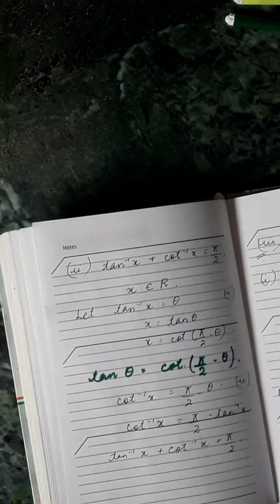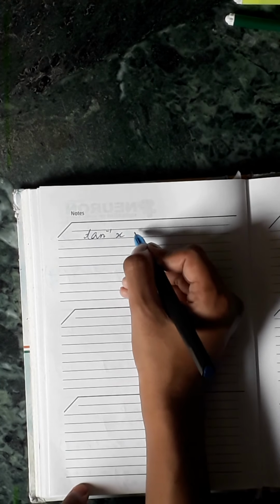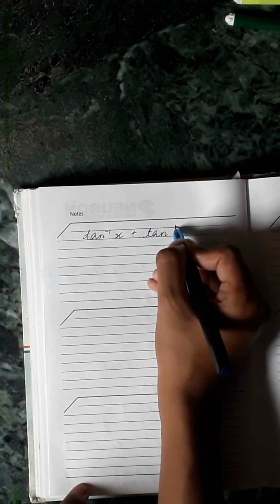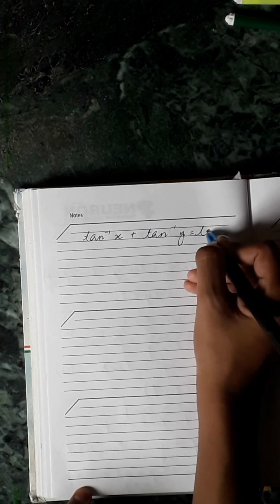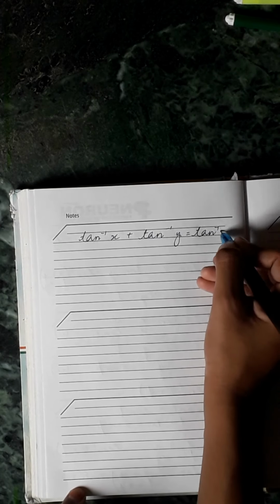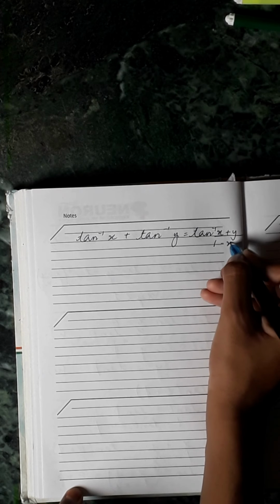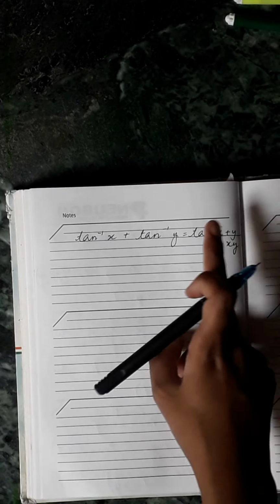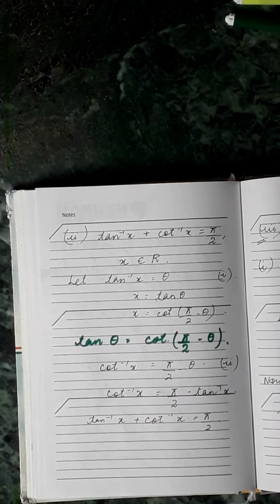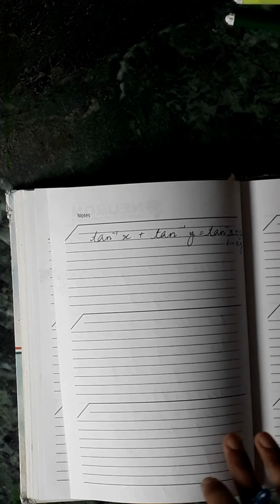Theta is tan inverse x, plus phi is tan inverse y, is equal to what you have got: tan inverse of x plus y upon 1 minus xy. See, tan inverse of x plus y upon 1 minus xy is equal to theta plus phi, which is tan inverse x plus tan inverse y. This is the property.